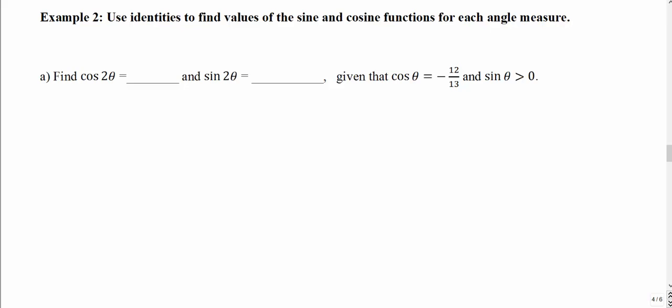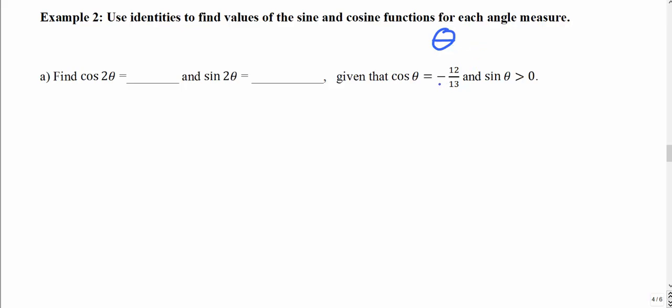Here we are asked to find the cosine value of 2 theta and the sine value of 2 theta when you're given information about theta. Cosine theta is equal to negative 12 over 13. Keep in mind that all of this information is not about 2 theta. Here we are told information just about the angle theta.